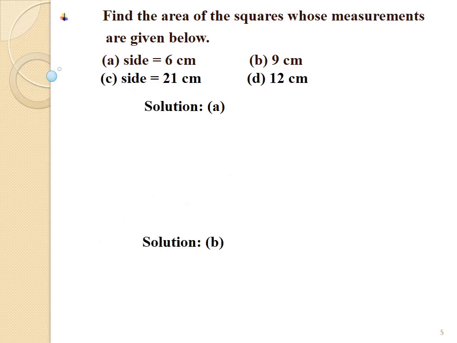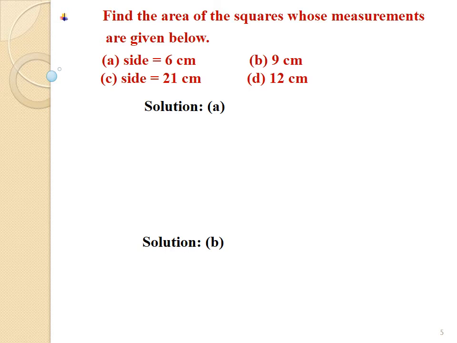Now, question number 2. Find the area of the squares whose sides are given below. Students, in this question, we have to find out the area of the given square using formula. Students, you have to remember that area equals side multiplied by side. So now, let us solve question number 2.